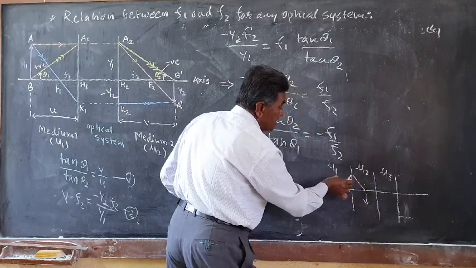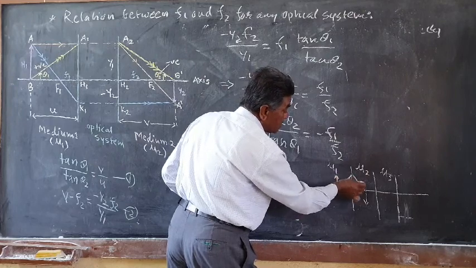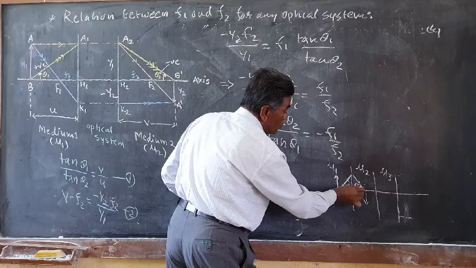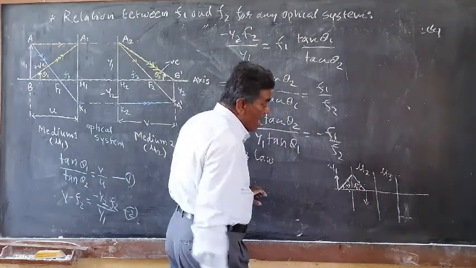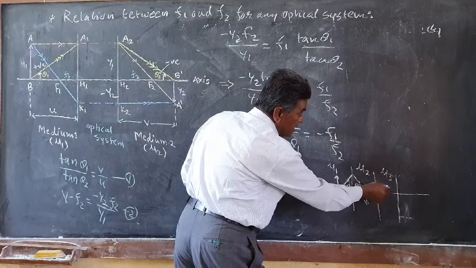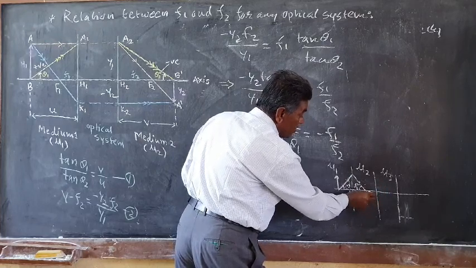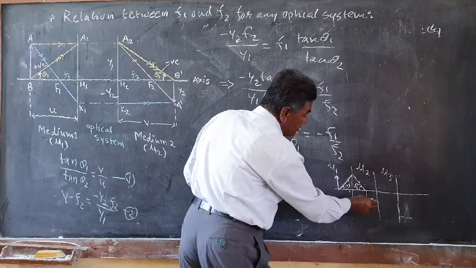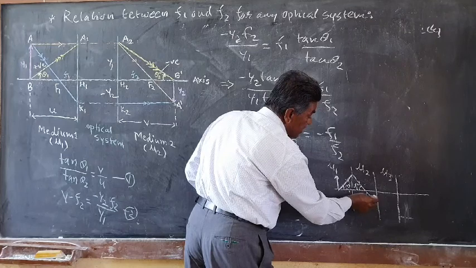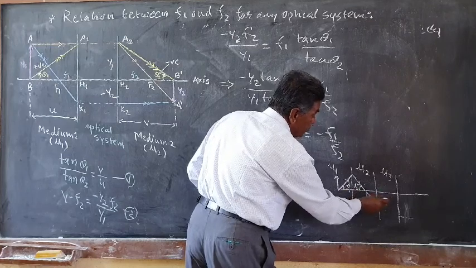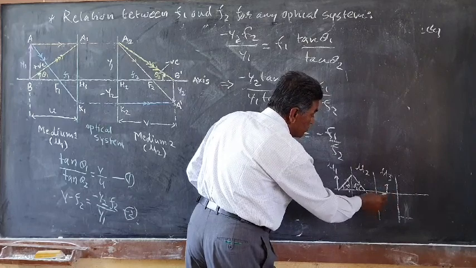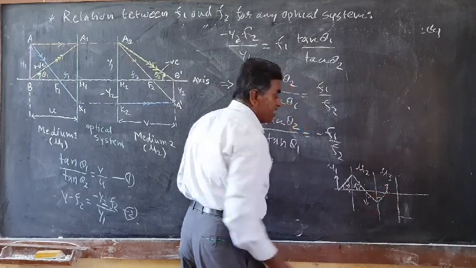So this is the incident ray. After refraction, it will make an angle theta 2. This image can act as an object for another lens system. So we can draw another ray here which makes an angle theta 2, and then we get the image somewhere here, which makes an angle theta 3, say.